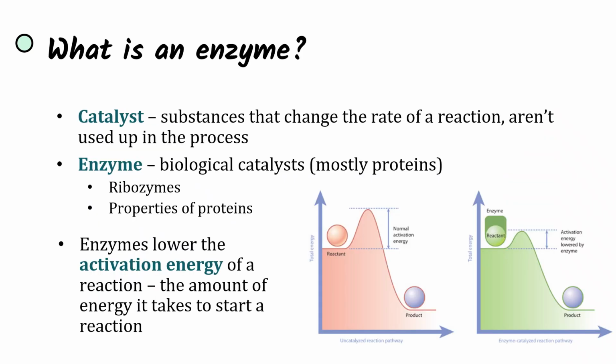What is an enzyme? An enzyme is a biological catalyst. And a catalyst is a substance that can change the rate of a reaction, and it isn't used up in the process, so it can be used repeatedly. So enzymes aren't one and done products. They can be used over and over again, and they're going to speed up the reaction.